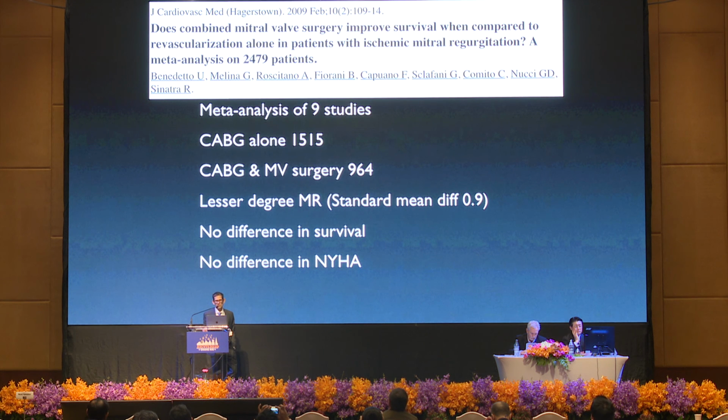So as always, the studies that we have looking at these are quite limited. By and large, they're small patient populations, and unfortunately we're a bit reliant on looking at meta-analyses. So if you have a look at this meta-analysis of 9 studies, the patients who had coronary artery bypass alone, there were about 1,500. Those that had coronary bypass and mitral valve surgery, around 1,000. If you did the mitral valve repair, you had a lower incidence of mitral regurgitation, so it did improve the MR. But in this meta-analysis, there was no difference in survival and no difference in the symptomatic status of the patients.